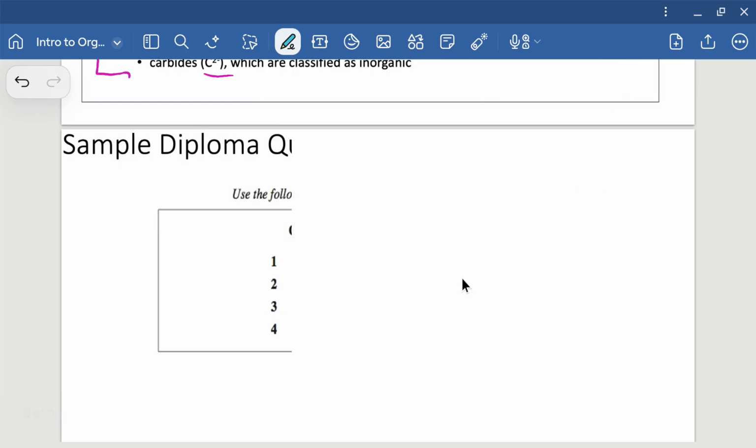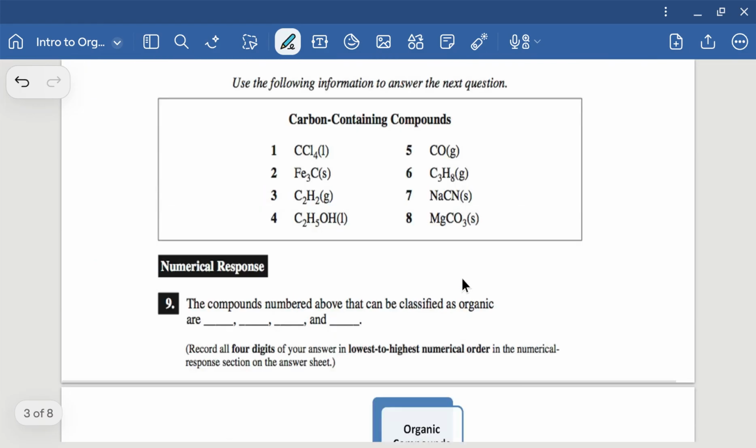Okay. So going to our first old diploma question, this was just being able to identify organic compounds. So the ones that are organic, or the ones that aren't, whichever way you want to go with it. Number 1 would be. Number 2 is not, because there's a metal. Number 3 would be. Number 4 would be. Number 5 is not, because that's carbon monoxide. Number 6 would be. And then numbers 7 and 8 wouldn't be, for not only is there metal, but they also had those ions that we don't want to see. So for this one, our answer would have been 1, 3, 4, and 6.